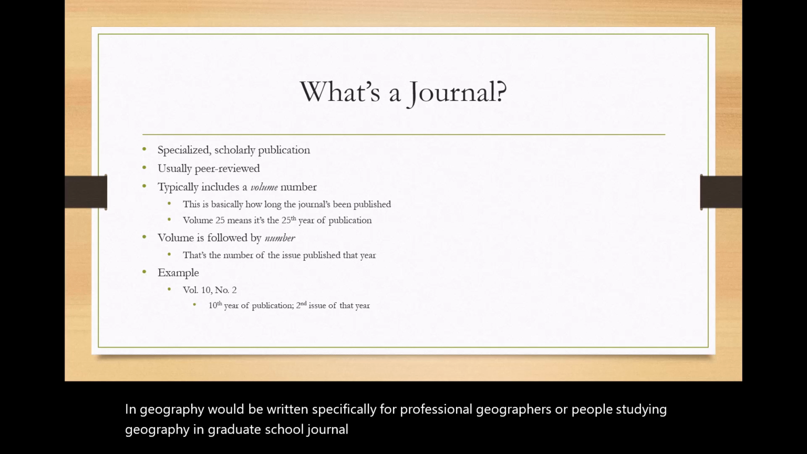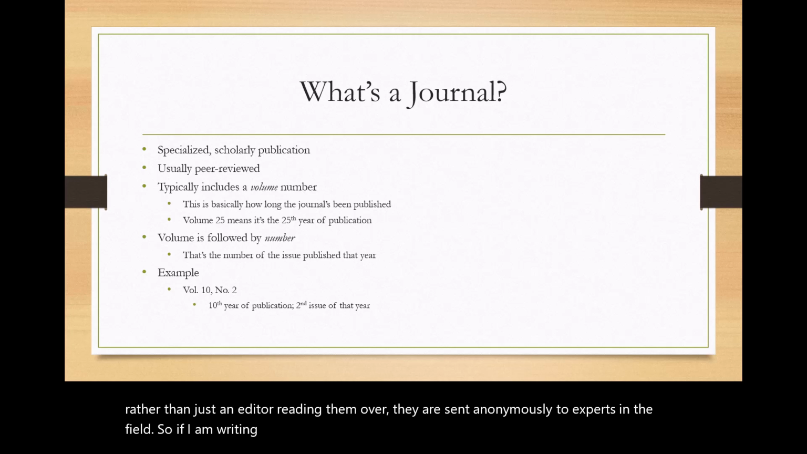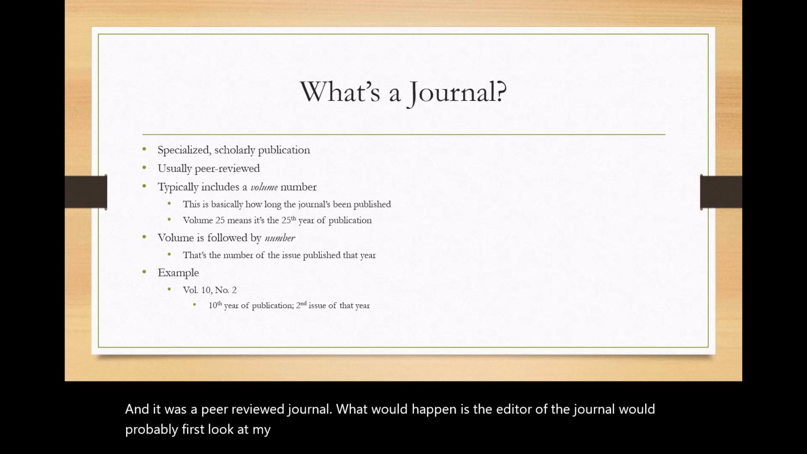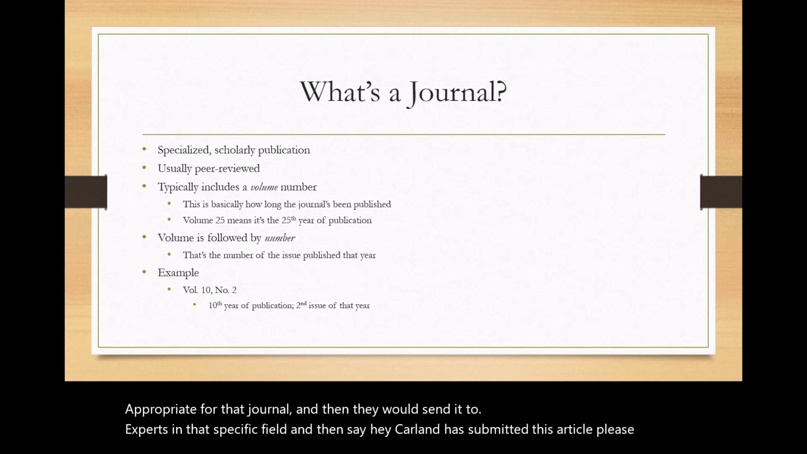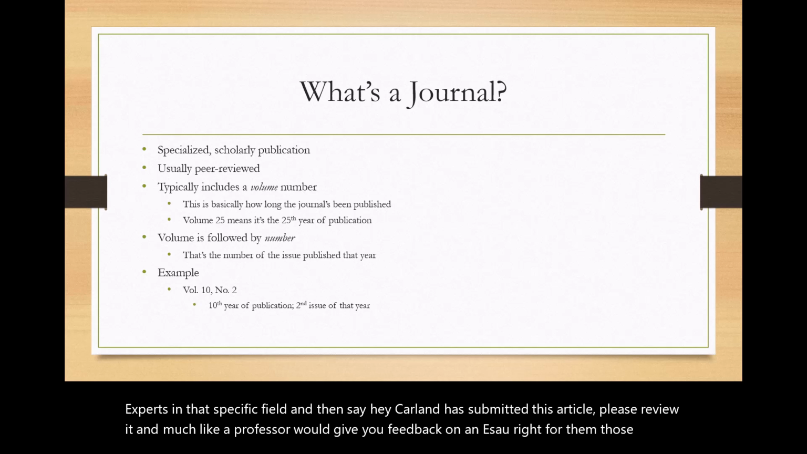Journal articles are usually peer-reviewed, which means rather than just an editor reading them over, they are sent anonymously to experts in the field. So if I'm writing an essay on the economic development of Mexico in the 1860s, and I wrote an article about that to a peer-reviewed journal, what would happen is the editor of the journal would probably first look at my article to see if it looked appropriate for that journal. And then they would send it to experts in that specific field. And they'd say, hey, Carl Lund has submitted this article, please review it. And much like a professor would give you feedback on an essay you write for them, those experts in the field would give feedback on the essay.